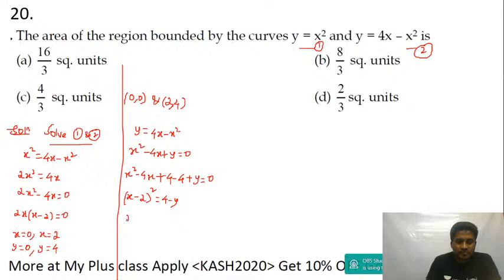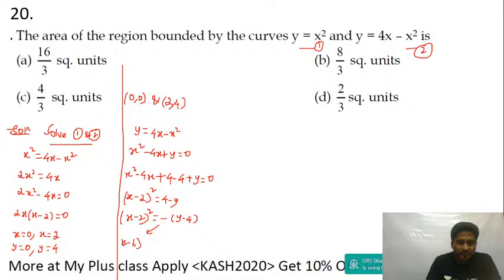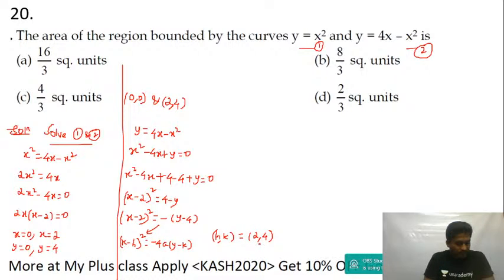So x minus 2 the whole square is equal to 4 minus y. Take minus common, you get y minus 4. This is of the form x minus h the whole square is equal to minus 4a into y minus k. You understand? Now h comma k will be equal to 2 comma 4. You get a downward parabola, guys. x square is equal to minus 4ay is obviously a downward parabola.